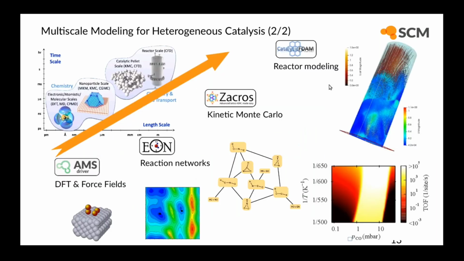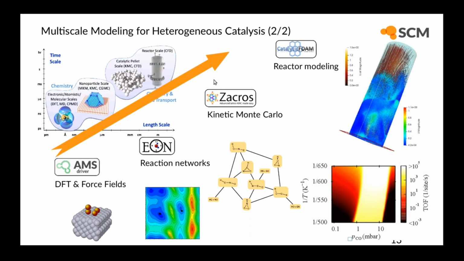With AMS, we mostly work down here at this scale with DFT and force field, where you have control over the atoms. We have now also integrated functionality from the EON code by Hannes Jónsson in Iceland and Graeme Henkelman in Texas. You can then generate reaction networks, for example, on a surface like this, and feed that into the kinetic Monte Carlo code Zacros. We collaborate with Michael Stamatakis at University College London, who developed the Zacros code. So all of this you can now do in a single unified workflow.